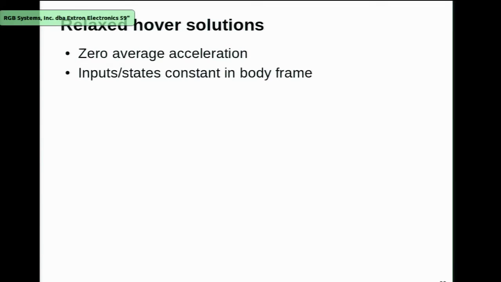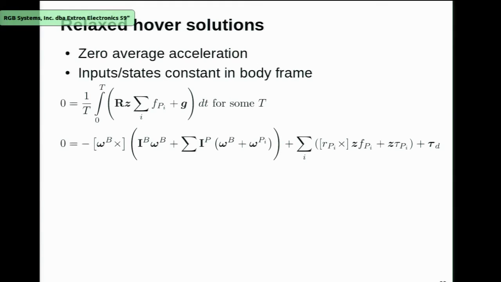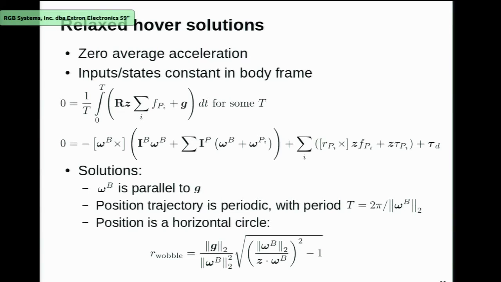Now I can put this into my dynamics equation. I can average out the acceleration, and I can set the angular velocity derivative, the angular acceleration, to zero, and I get these two constraints. And if I play with these constraints a bit, I get the following properties for any of these relaxed hover solutions. First of all, the angular velocity must be parallel to gravity, so either you're spinning upwards or you're spinning downwards. And the position trajectory will be a horizontal circle. You can imagine this vehicle tracing out a horizontal circle. But importantly, from the vehicle's perspective, it's staying at a constant distance from the set point.